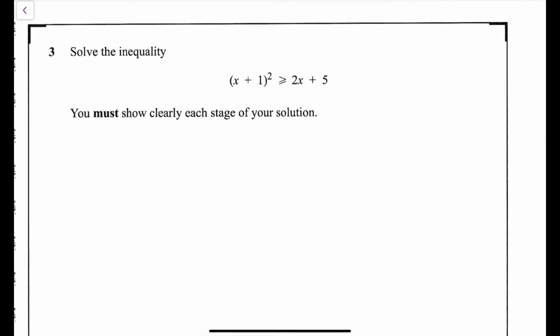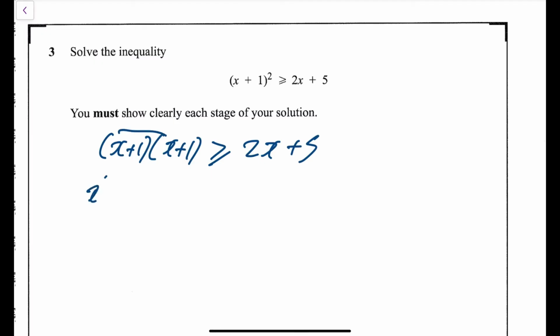x plus 1 squared is greater or equal to 2x plus 5. Okay, write this out, and I've said time and time again, write that out the long way, as I've seen far too many times very good mathematicians make mistakes on this. So x times x is x squared, x times 1 is x, you have another x here, so that's going to be 2x plus 1 is greater or equal to 2x plus 5.